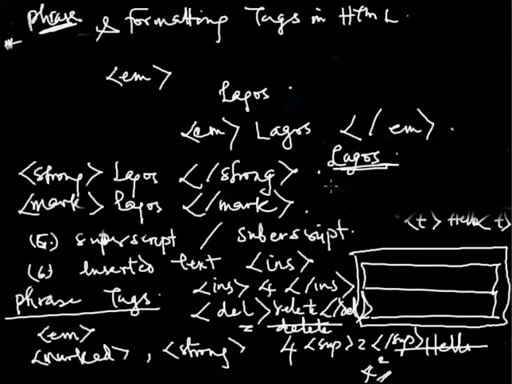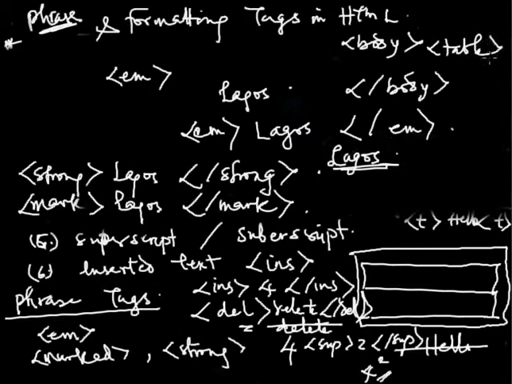Okay, so this is all about the phrase and the formatting tag. You can read more about it, but all these tags that we're talking about are going to be very useful inside the body tags of HTML. Then table, close. Everything comes inside here.